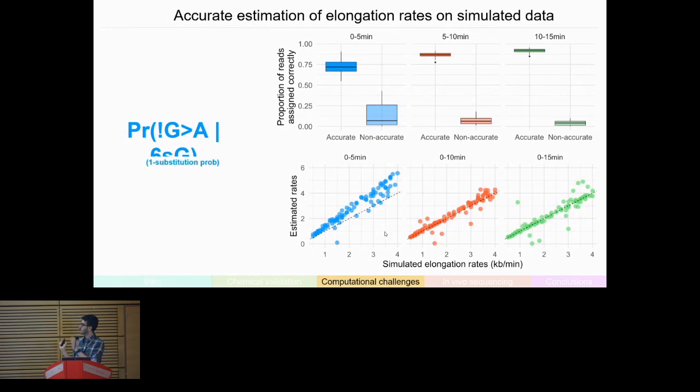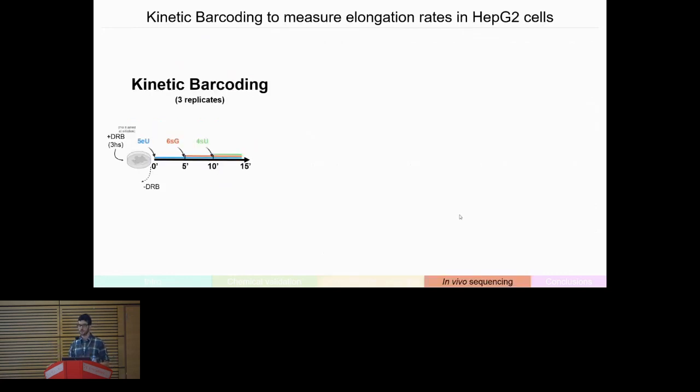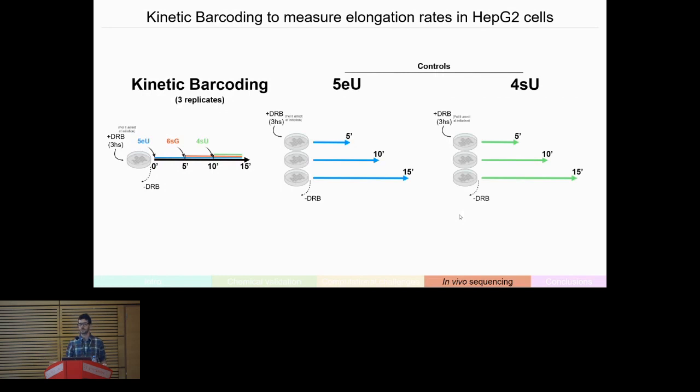Okay, so we can do this chemically, and we can analyze the data computationally. How does it look in cells? I did 3 replicates of kinetic barcoding, and as controls, I used methods that are already validated, either 5EU alone or 4SU alone. As you can see, I have to use 5-minute time points here. I can't use 1 minute anymore, because these 2 techniques can only go as low as 5 minutes. So I had to do this.